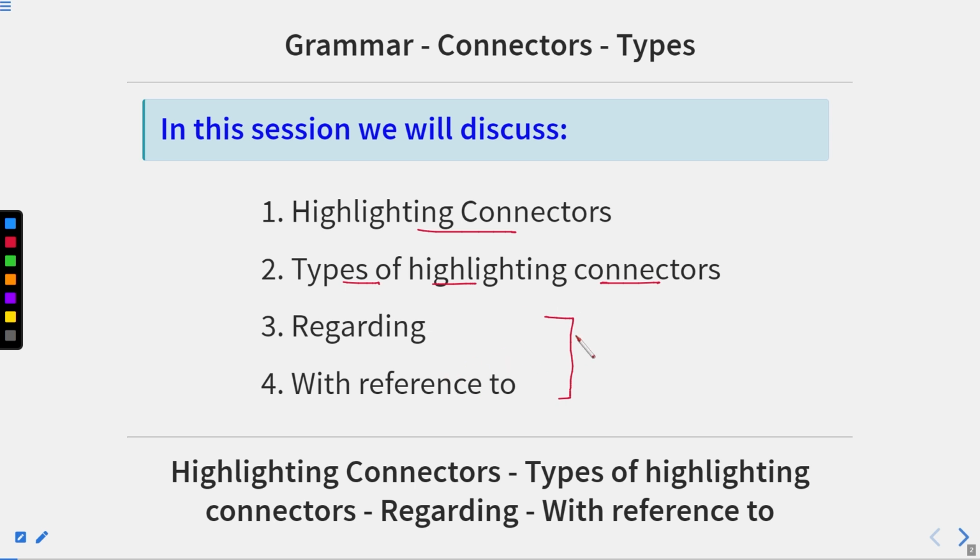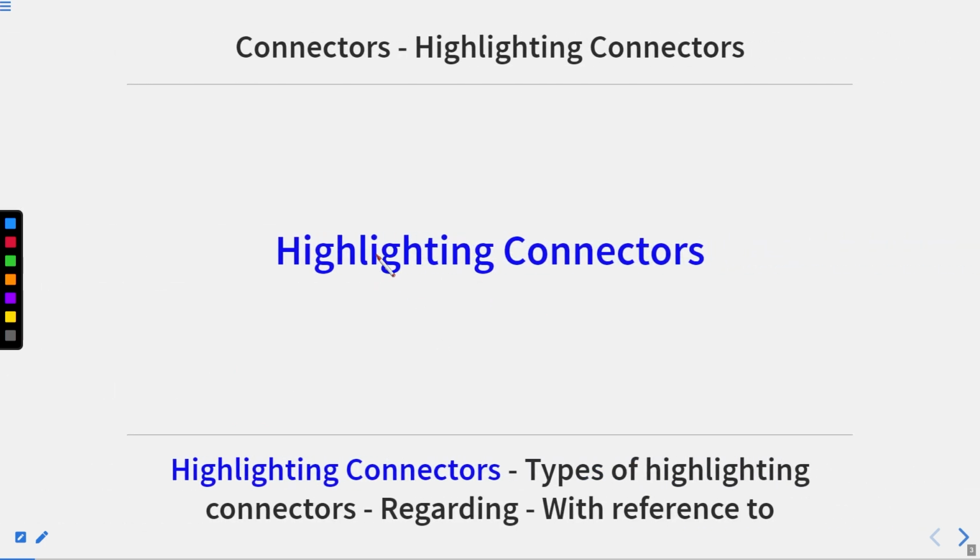Now, there is one most important thing about highlighting connectors, that it has many other types as well. But those types we are going to discuss in our later sessions. In this session, we are going to discuss two highlighting connectors, that is regarding and with reference to. So let's begin the session. First of all, we'll discuss the meaning of highlighting connectors, or the definition of highlighting connectors. So here we are going to elaborate highlighting connectors.